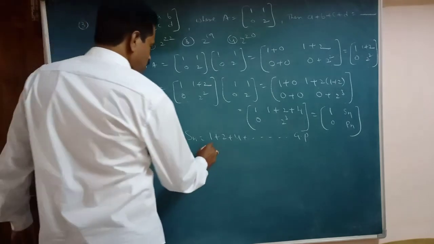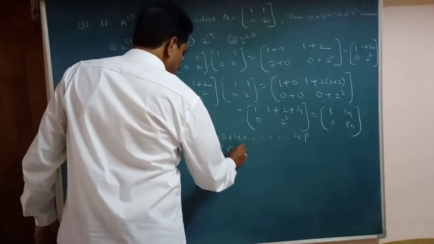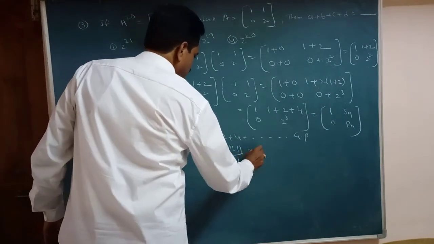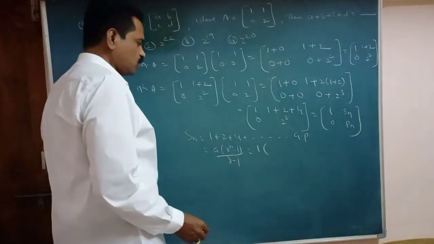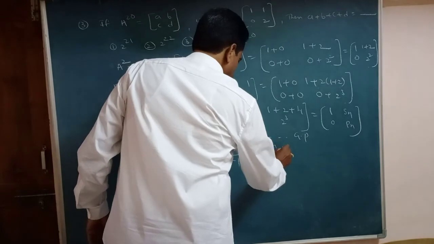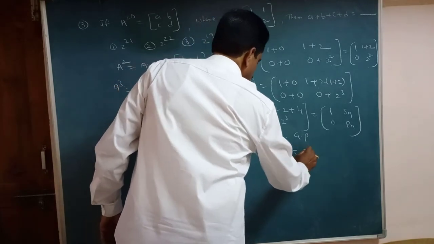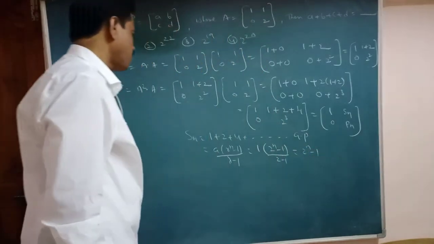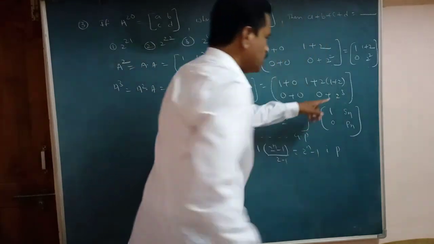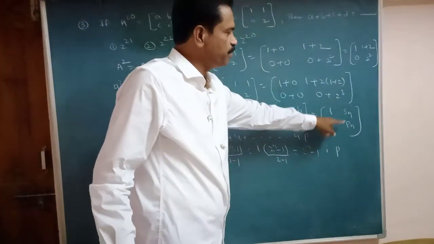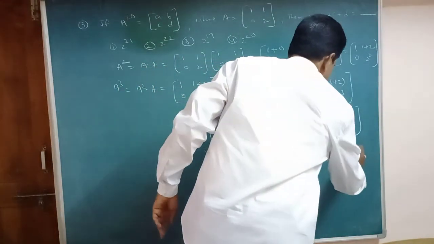So the formula is Sn equal to A into (R power n minus 1) by (R minus 1). A is the first term, 1. R is T2 by T1, which is 2. That is (2 power n minus 1) by (2 minus 1), so it is 2 power n minus 1. So what is Pn here? P3 equals 2 cube, so Pn equals 2 power n.